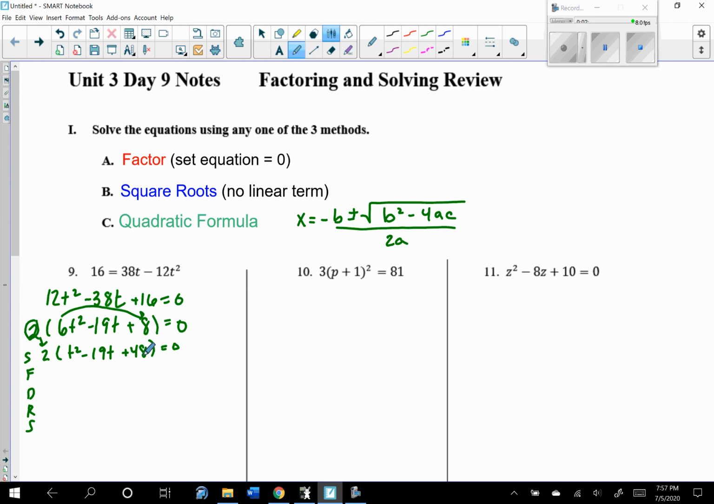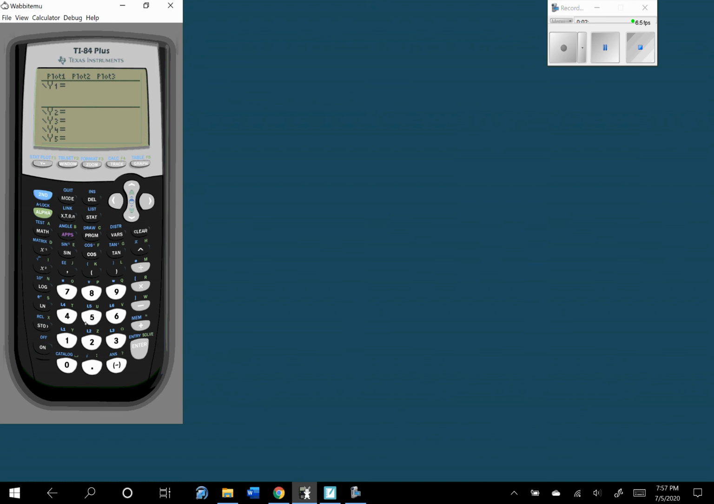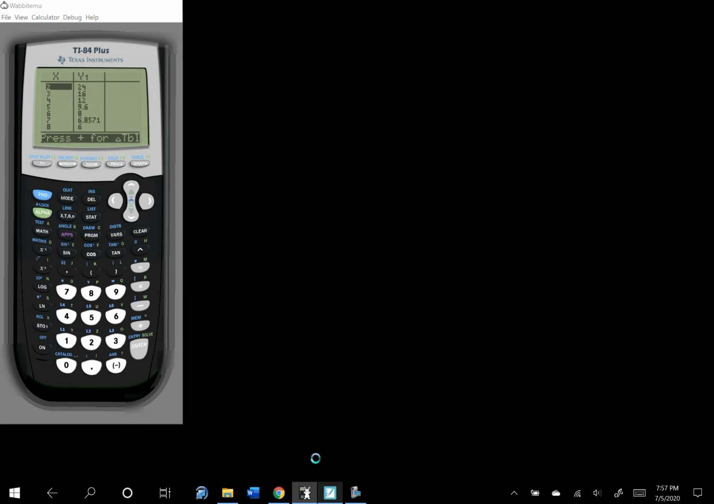And then we look for factors of 48 that add up to negative 19. Again, hopefully you know your factors, but if not, you could always use your calculator to help. So factors of 48 that add up to 19. So we're going to divide this by 6. And when you look at your factors, right away I can see that I have 3 and 16. So 16 plus 3 gives us 19.